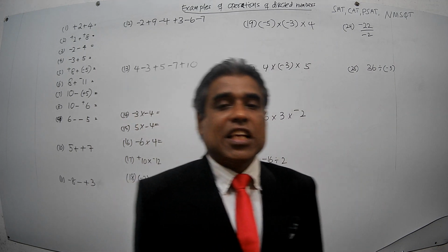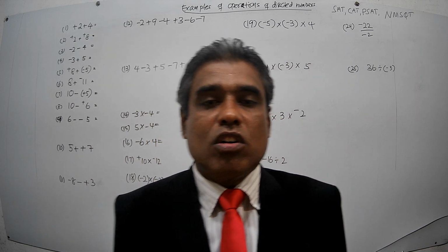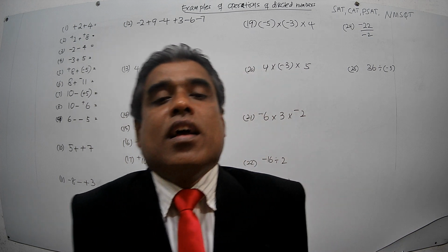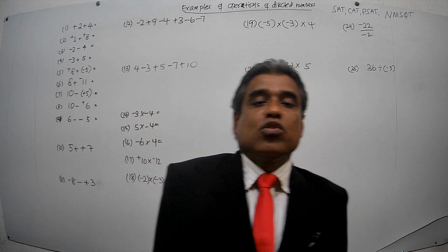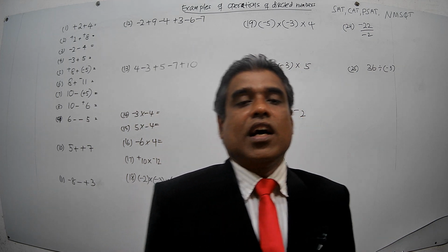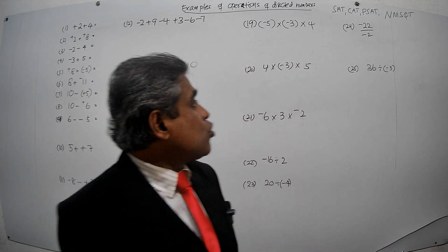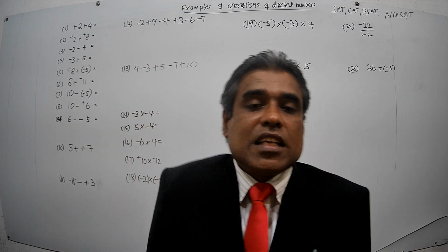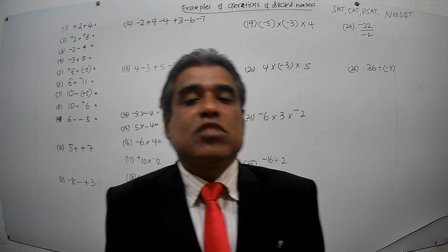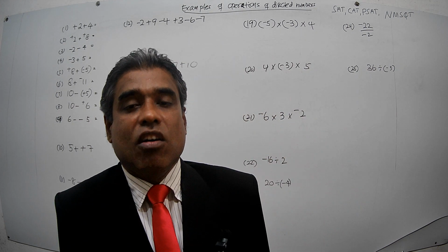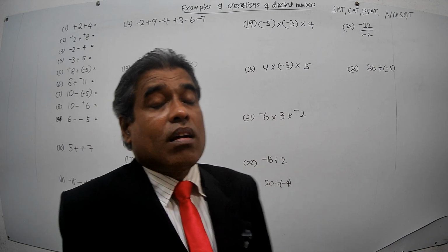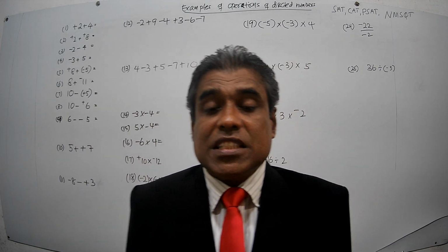When it comes to multiplication and division, there are two rules that you have to follow. The rules are also based on whether the numbers have equal signs or different signs. When two numbers of equal signs are multiplied or divided, the answer is always positive. When two numbers of different signs are multiplied or divided, the answer is always negative. So those are the two rules of multiplication and division of directed numbers.